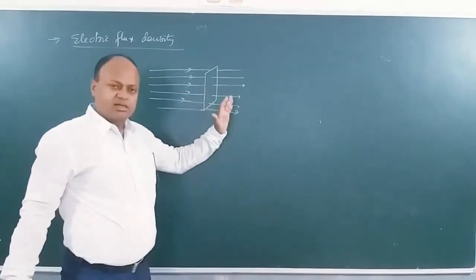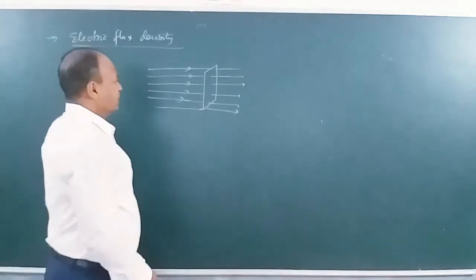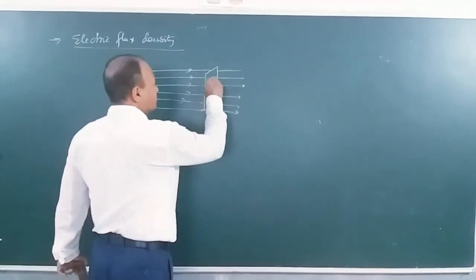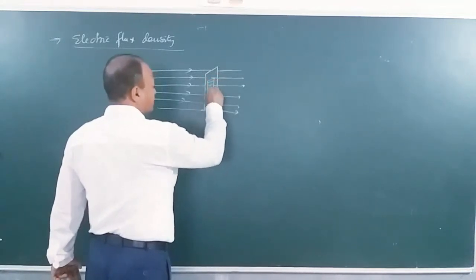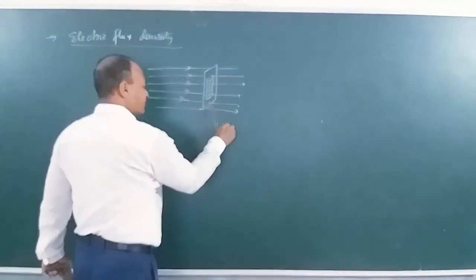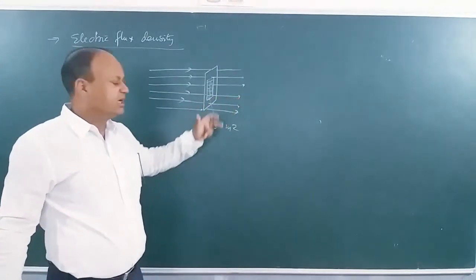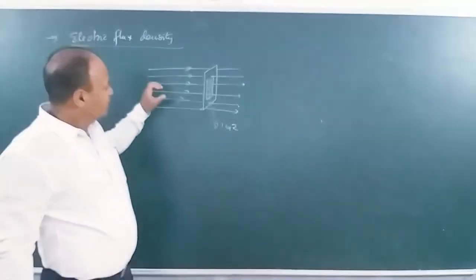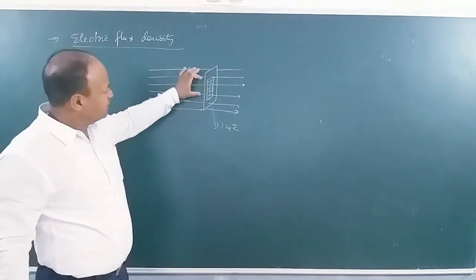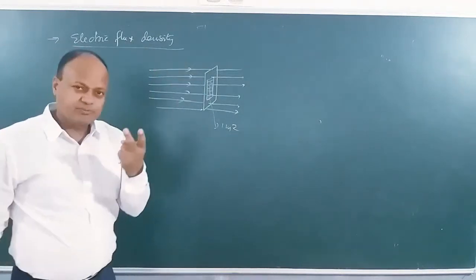These field lines are passing through the given surface. Now, how many lines are there? Suppose I choose 1 square meter of this area. If I choose 1 meter square area of a surface, then how many lines are passing through this surface area? That's called electric flux density. For example, if I take this surface, suppose 1 meter square, and only 2 lines are passing, then electric flux density is going to be 2.